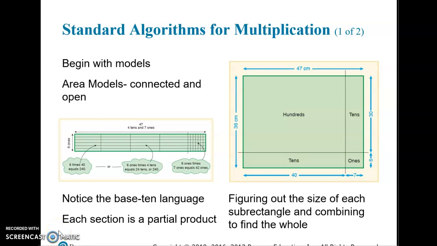47 by 36 is separated into 4 different squares. A large area of hundreds, 2 small areas of long tens, and 1 ones. For the ones, you go 6 times 7. For the bottom tens, you go 40 times 6. For the top tens, you go 30 times 7. And then the hundreds, the largest area, is 40 times 30. And then you would combine all of your answers.